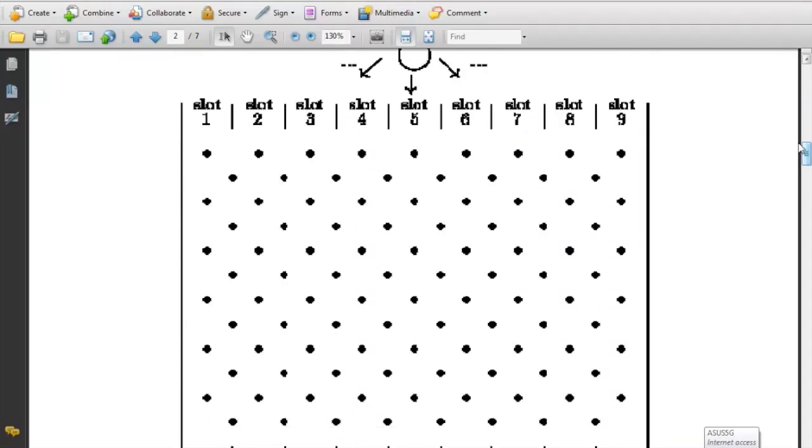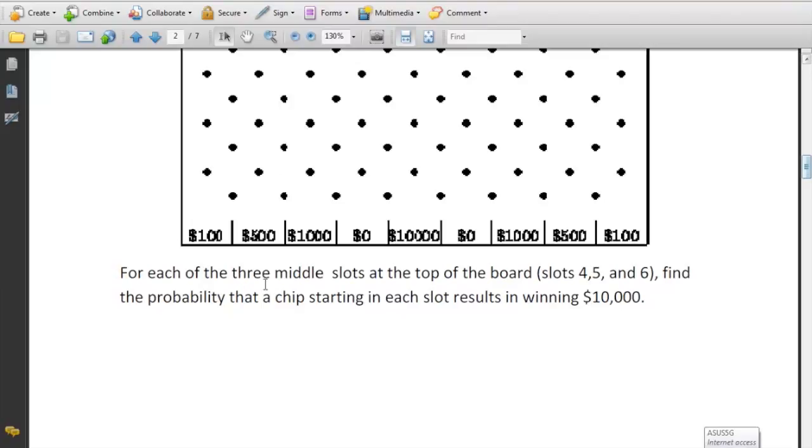So this is a game where there is a chip which is dropped from one of the slots, and these dots you see are the pins. So when the chip falls down, it will hit one of the pins, and obviously it will either turn left or right. So hitting a pin is an experiment, and the outcome will be either a left turn or right turn. So this is a binomial experiment because the outcomes are only two, left turn or right turn at each stage. Question is, for each of the three middle slots at the top of the board, 4, 5 and 6, find the probability that the chip starting in each slot can win $10,000.